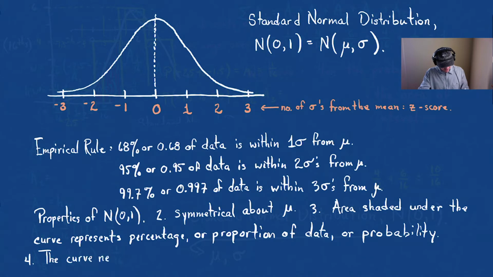never touches the z-axis. Remember, we said that the number of standard deviations from the mean, those are called z-scores. Okay, so think about that. That little curve gets really close, but it never touches.